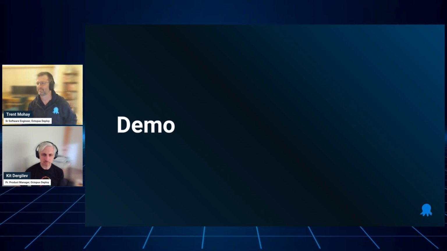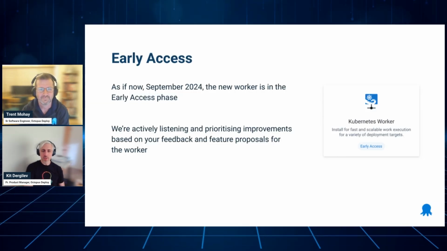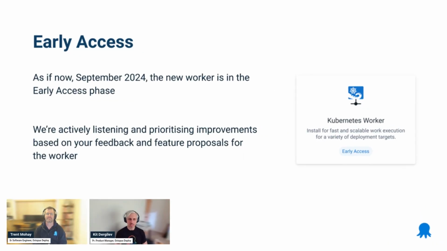So, how you can try the worker. You can actually try it right now. It's in early access. Early access means that we still actually work on this. It's actually not a bad thing because we have the whole team looking into all the feedback and all the potential issues we find, and they fix them on the fly.